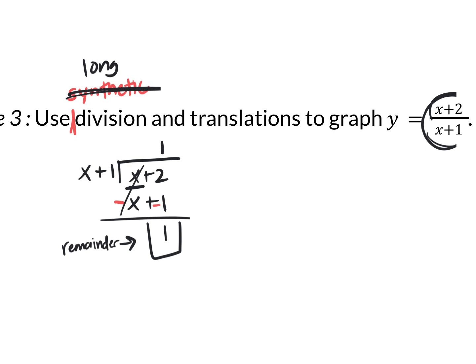But I don't just want to have one remainder 1. Okay, it's not just a remainder of 1. It's actually a fraction. What would be the denominator of that remainder? x plus 1. Okay, the thing on the other side. Okay, so my answer, or what I'm going to graph, is y equals this 1 plus my remainder of 1 divided by x plus 1.